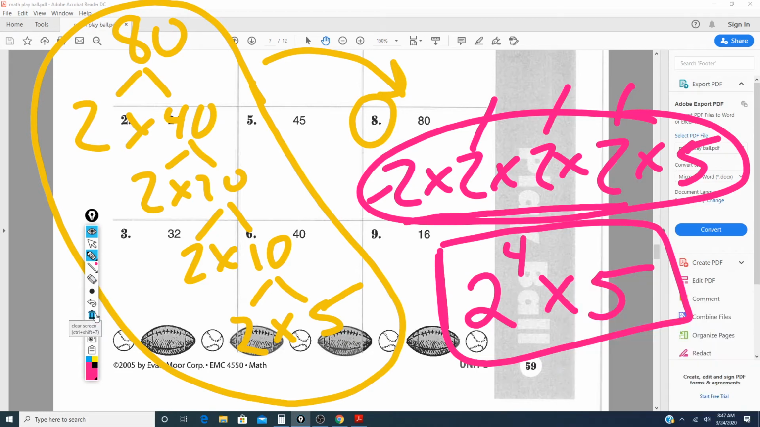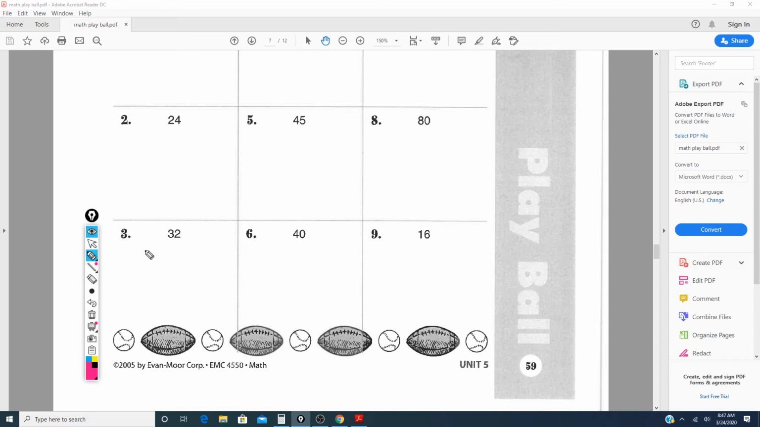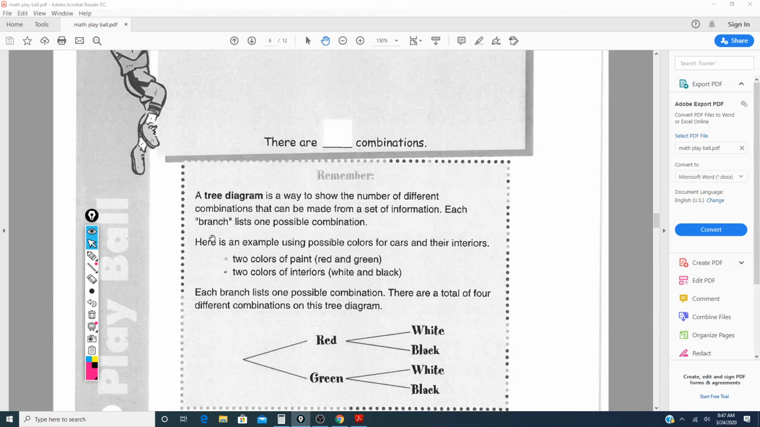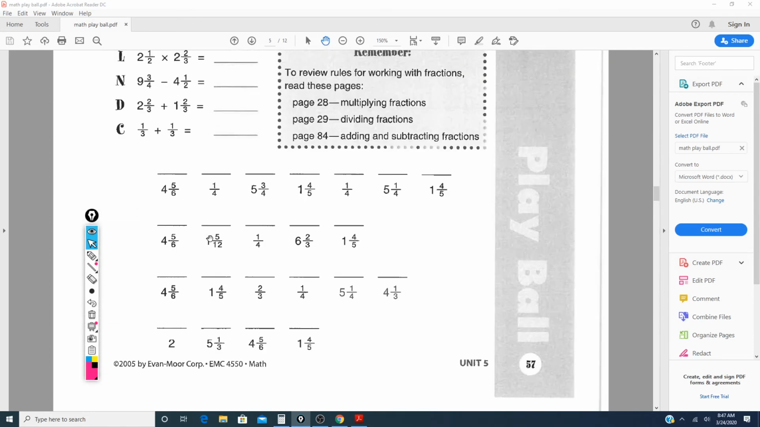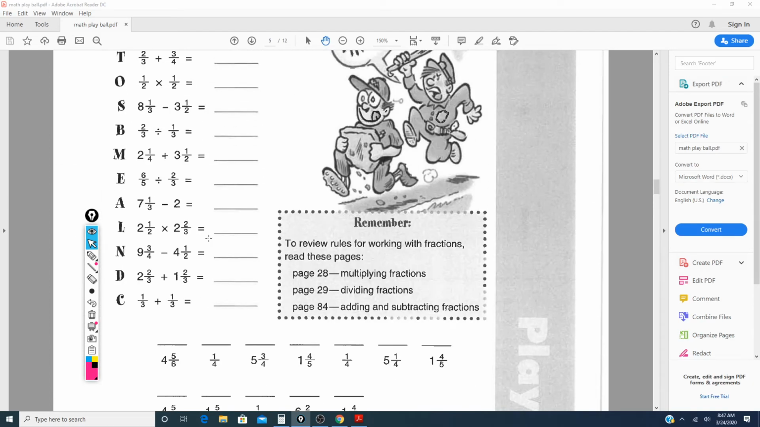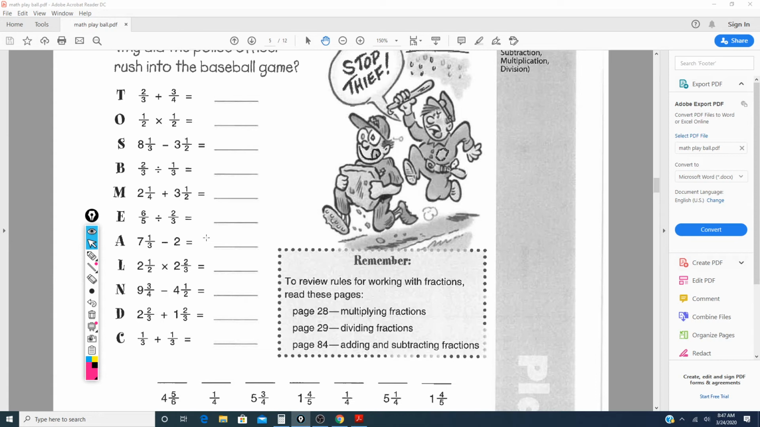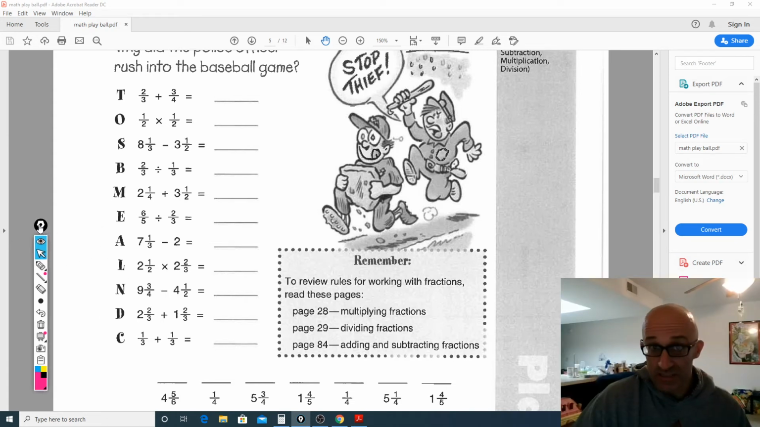But let's see here. Let me clear my screen. I'm going to scroll to, just because I had talked about this, here we go. I know I had a question about this, and I did post a couple videos about adding, subtracting, multiplying, dividing fractions. Check those out on our page here.